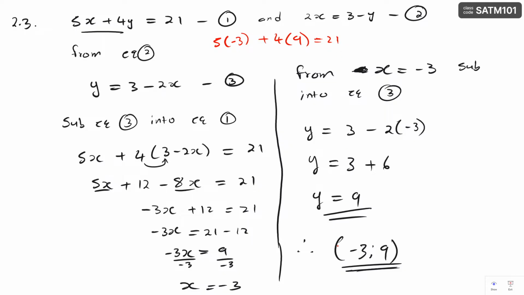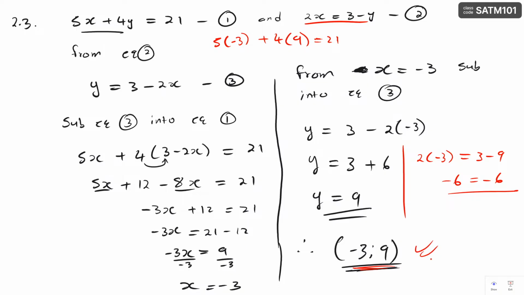So meaning we're correct. Let's check with the other one. How do we check with this one? We have 2, then our x value is negative 3, so it's equal to the other one, which is 3 minus 9. And 3 minus 9 is negative 6. So 2 times negative 3 is negative 6. This shows that negative 6 is equal to negative 6. So this point, meaning they are correct.